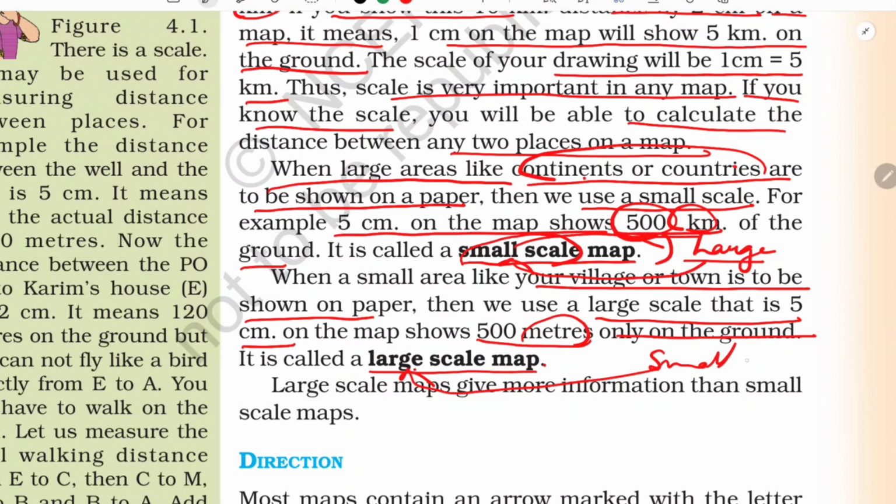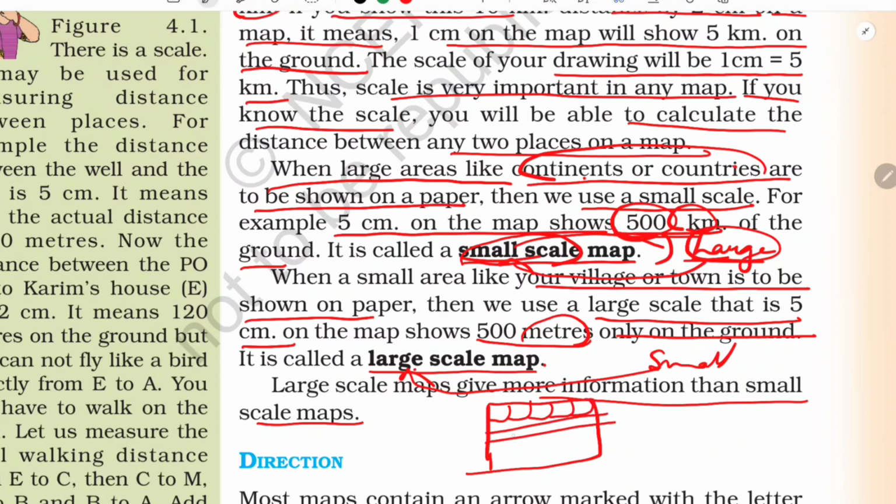This means if you want to provide information about a small area, you will be using large scale, and if you want to show information about a large area, then we will be using small scale map. That is the difference here. I hope you have understood. So large scale maps give more information than small scale maps. Why? Because in a large scale map you will have proper information about your colony, for example. Let us just assume this is a large scale map of your colony, and here is the residential area. Here there will be a road, and here let us say there is one temple.